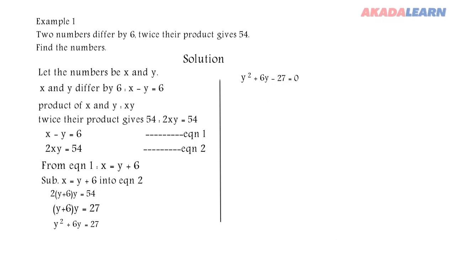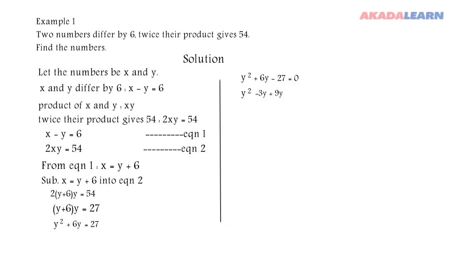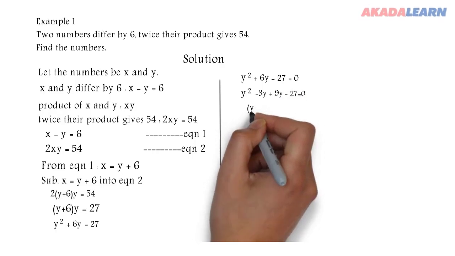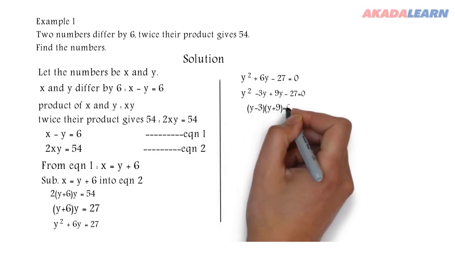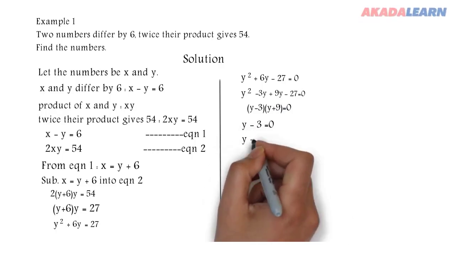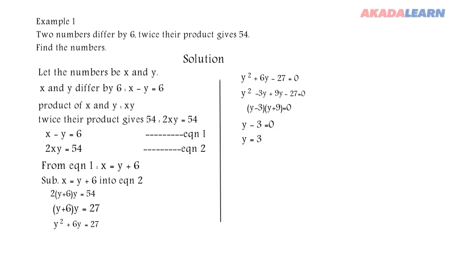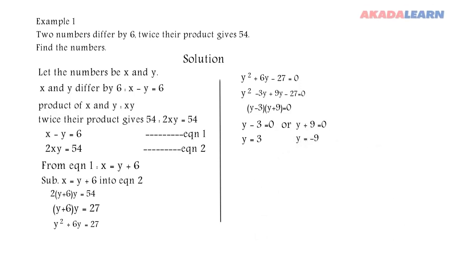Solving this, the factors of minus 27 that add up to plus 6 are minus 3 and plus 9. And solving that quadratic equation, we have y minus 3 times y plus 9 equals 0. So it's either y minus 3 equals 0, which means y equals 3, or y plus 9 equals 0, which means that y equals minus 9.